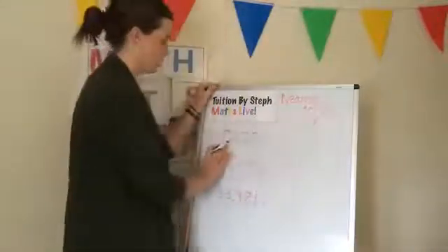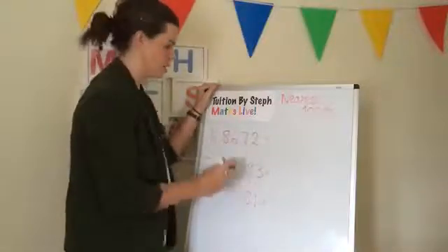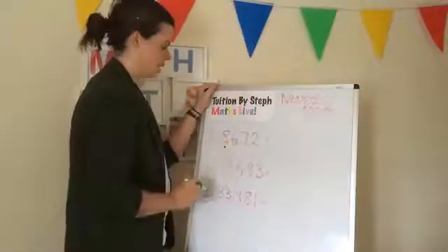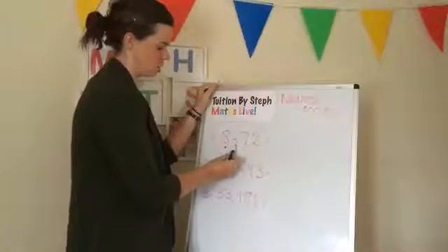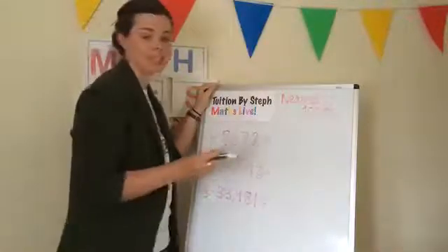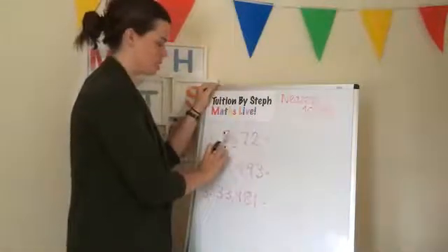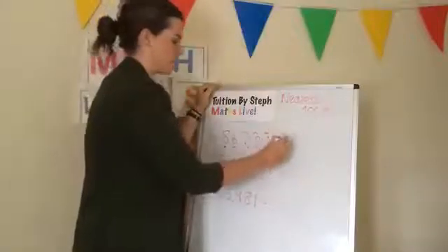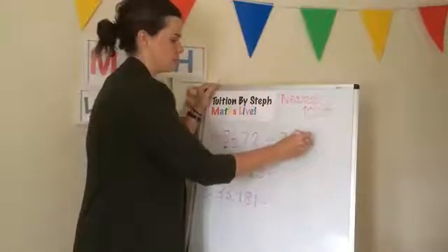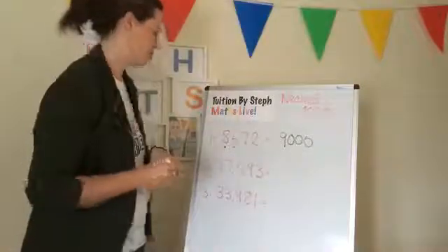So nearest 1,000. The first question is only in the thousands. Here's 8,000 here. The digit next to it is a 6. When it's a 6, we need to round up. So we're not sticking in the 8,000s, we're going up to the 9,000. So the answer to question 1 is 9,000.